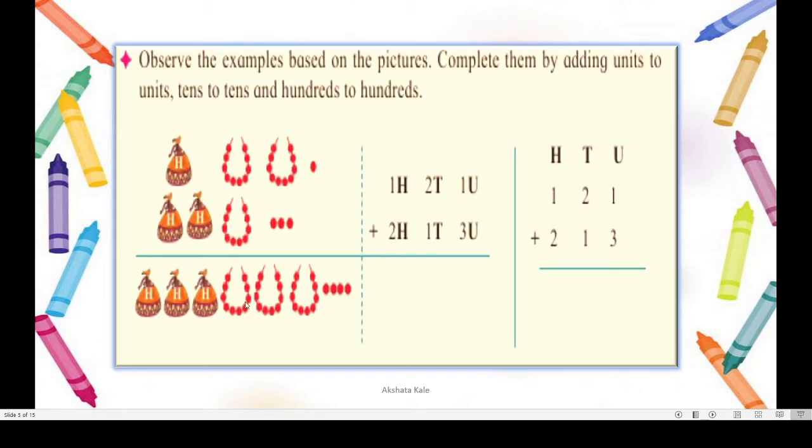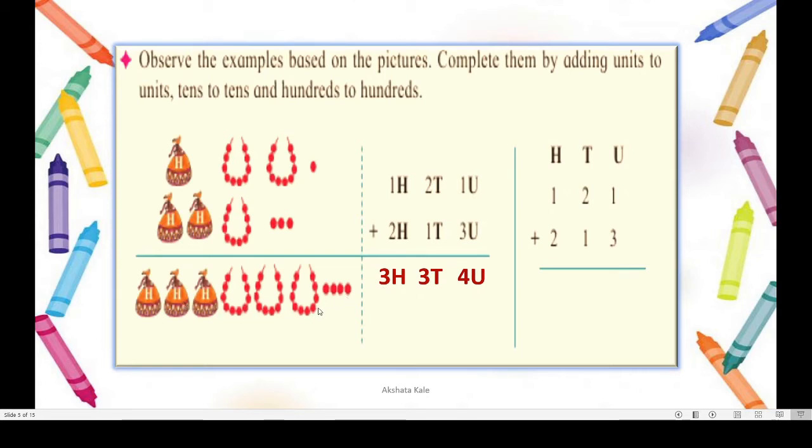2 plus 1, that is 3 hundreds. And 2 plus 1, again 3 tens. And 3 plus 1, that is 4 units. We will write here 1 unit plus 3 units is equal to 4 units. We will write U here. Now we will move to tens place. 2 plus 1, that is 3T. Next is 1H plus 2H is equal to 3H, which is nothing but 300. Our answer matches with these pictures.